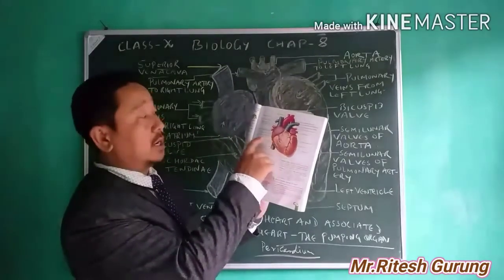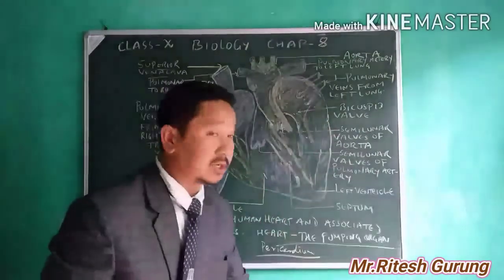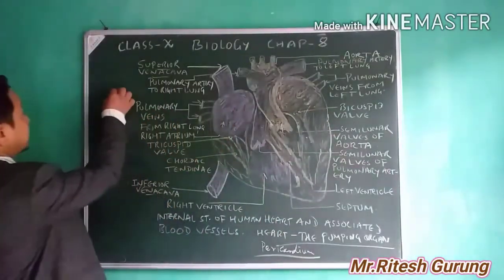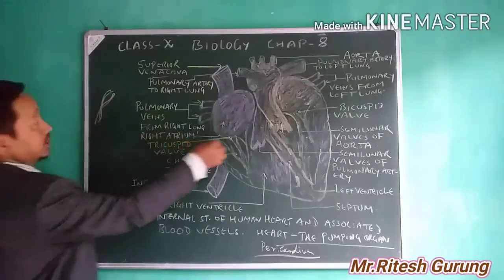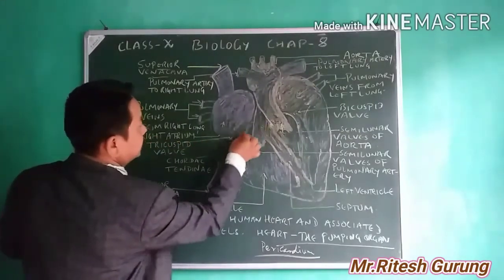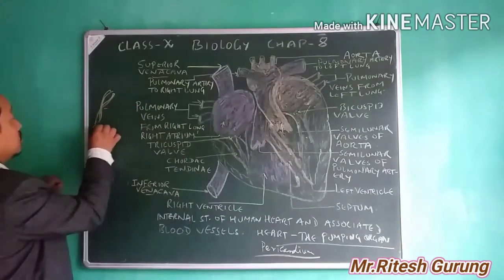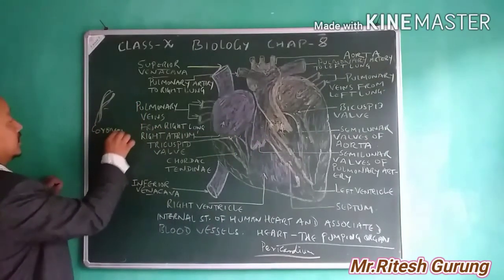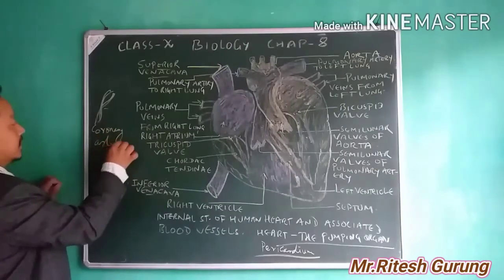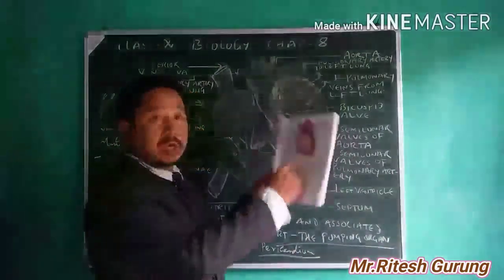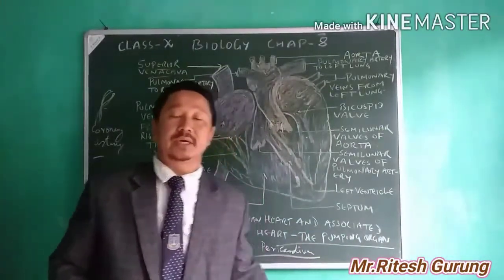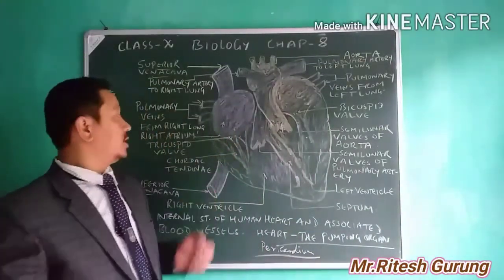There you see the coronary artery, something like that, shown here. That's called your coronary artery. Coronary artery is shown here.